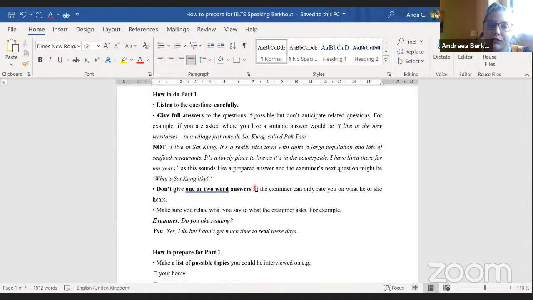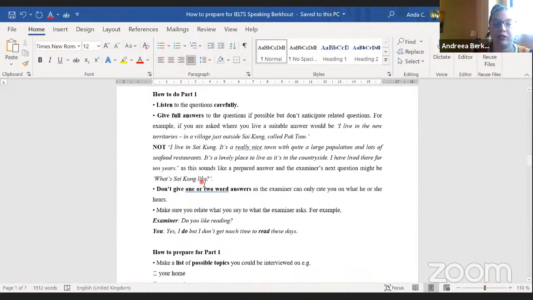But if they ask you, for example, where you live, you can say, I live in the New Territories in a village just outside, called like this. So you don't just say, I live in Romania or in the UK, but you also don't say all of this, for example: okay, it's a lovely place. You give a lot of descriptions because then you might already anticipate the evaluator's next question. So just somewhere in between.